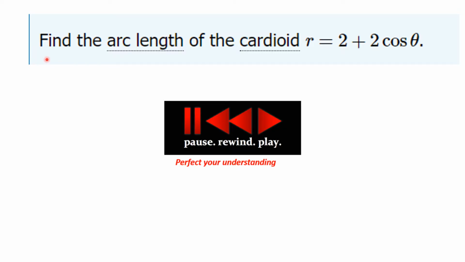Let's do another problem. Find the arc length of the cardioid r equals 2 plus 2 cosine theta, and we're going around the curve once. You know what to do. Let's see how you did.